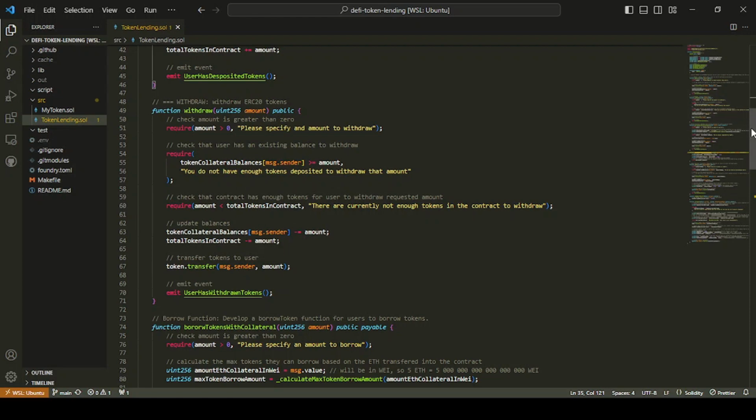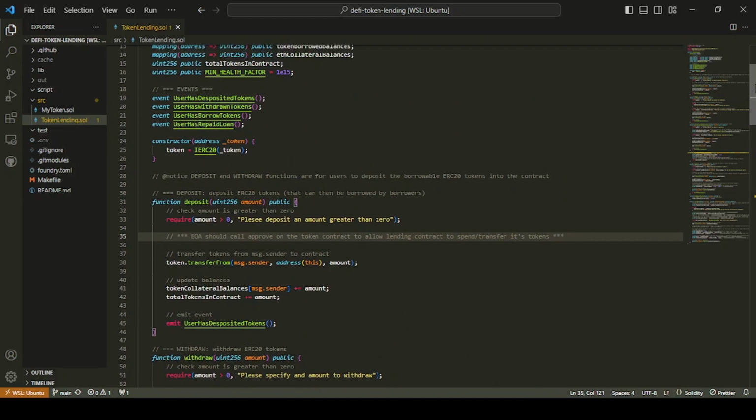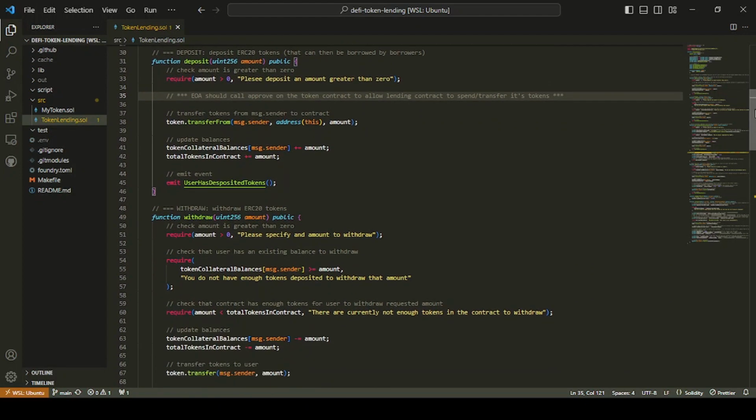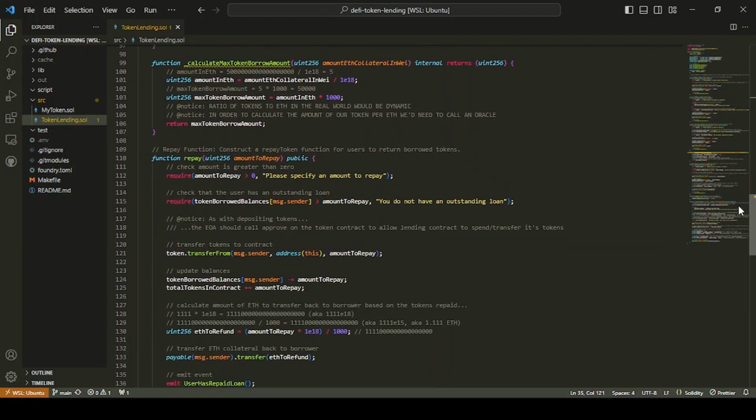Yep, those are the two functions there. They're the same as yesterday. There's not much change in them. Pretty much what we're doing there is we're just getting the tokens into the contract and out of the contract, and then the real magic happens down here when we're using borrow and repay and liquidate.